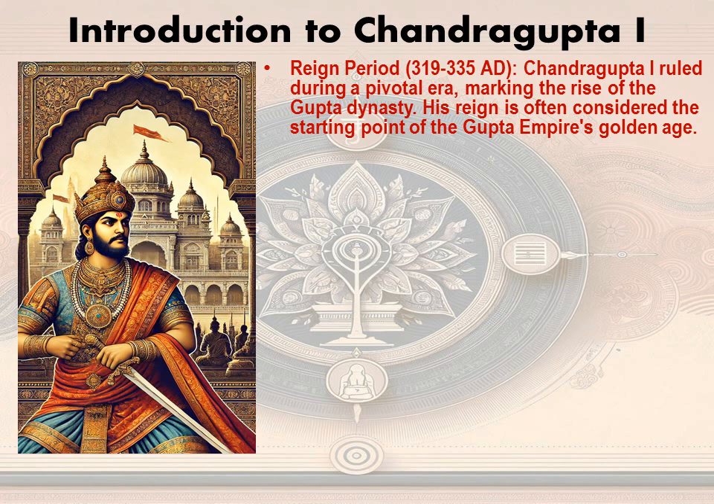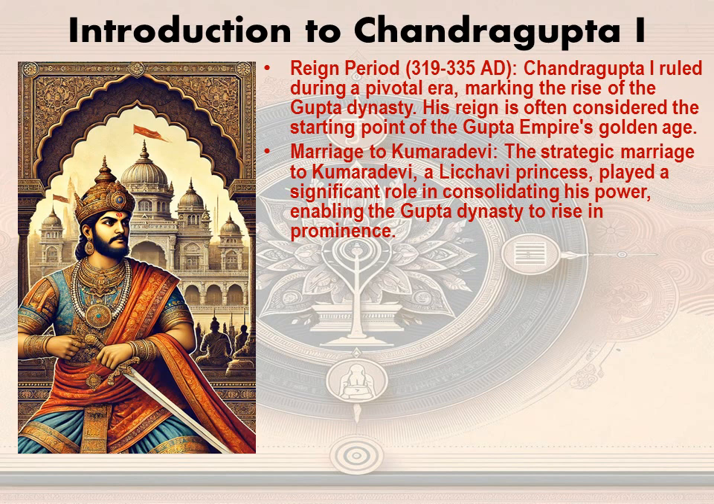So in our last video, we read about two important rulers, Sri Gupta and Ghatotkacha. Even though they were the founders of the Gupta dynasty, they did not found the Gupta Empire. That can be attributed to Chandragupta I, who ruled from 319 to 335 AD, and he is regarded as the real founder of the golden age in the Gupta Empire's history.